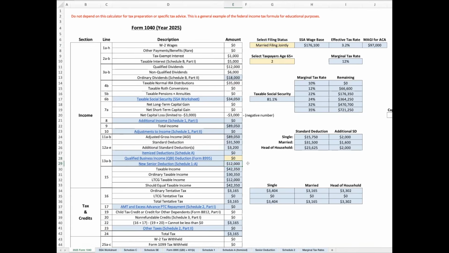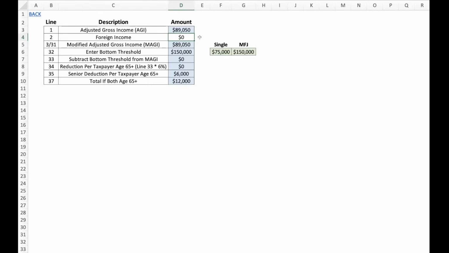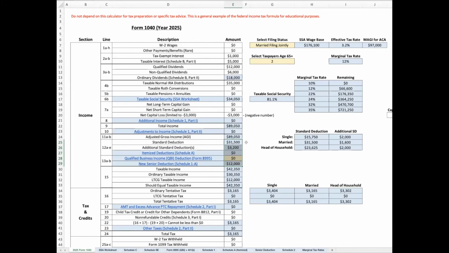Lastly, we have the new senior deduction, formerly called the Enhanced Deductions for Seniors from Schedule 1A. This spreadsheet automatically calculates the deduction, including any reduction based on modified adjusted gross income. In this case, with the filing status, this couple's income is less than $150,000, so each spouse receives their full $6,000 senior deduction. It's pretty incredible.